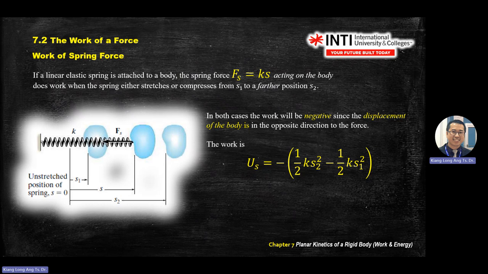So when you pull the spring to the right, the force is pointing to the left. Okay, imagine you are the body attached to the spring. You move to the right, and you feel that the spring is still pulling you back, so the arrowhead is pointing to the left. But you're walking to the right. So when you walk the distance to the right, your force is pointing to the left, the opposite direction, you get negative work.